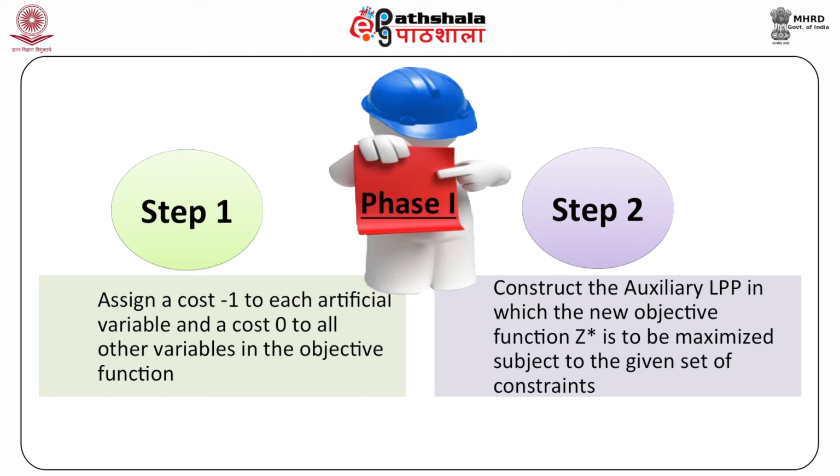Phase 1. In this phase, the simplex method is applied to a specially constructed auxiliary linear programming problem leading to a final simplex table containing a basic feasible solution to the original problem. Step 1 is to assign a cost 1 to each artificial variable and a cost 0 to all other variables in the objective function. Step 2 is to construct the auxiliary LPP in which the new objective function z star is to be maximized subject to the given set of constraints.